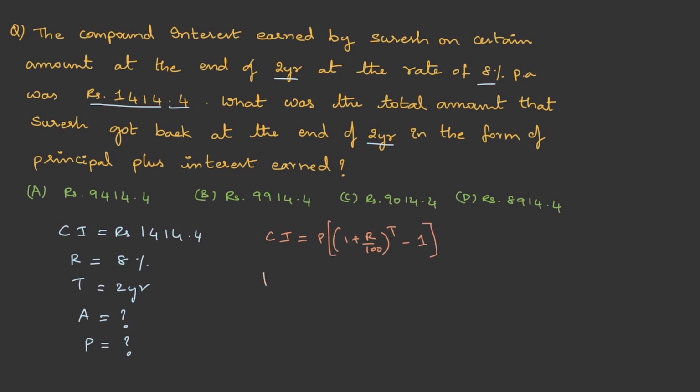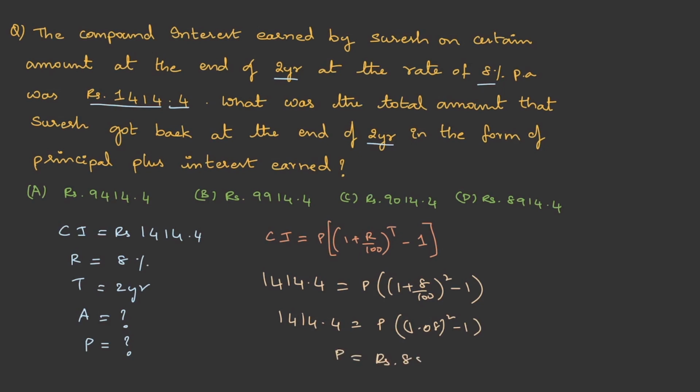Now when we substitute the values, 1414.4 equals P into (1 plus 8 by 100) power 2 minus 1. This is 1414.4 equals P into 1.08 square minus 1. Again, this value we already know. When we solve this, this whole thing comes out to be rupees 8,500.